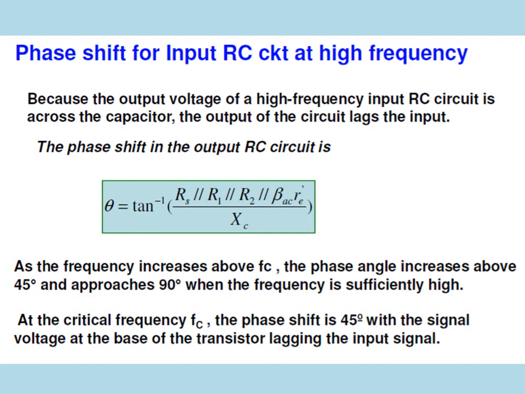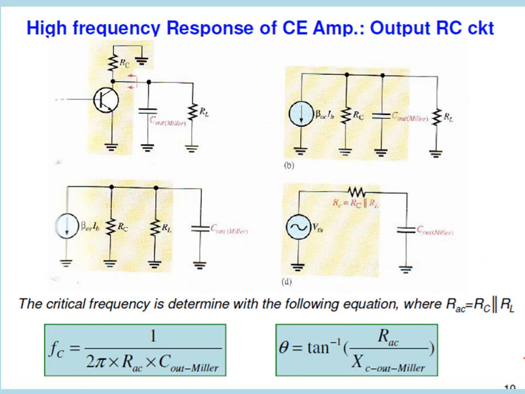As the frequency increases above the cutoff frequency FC, the phase angle increases above 45 degrees and approaches 90 degrees when the frequency is very high. At the critical frequency, the phase shift is 45 degrees, with the signal voltage at the base of the transistor lagging the input signal. Now this is the output circuitry of the high frequency response of the common emitter amplifier.